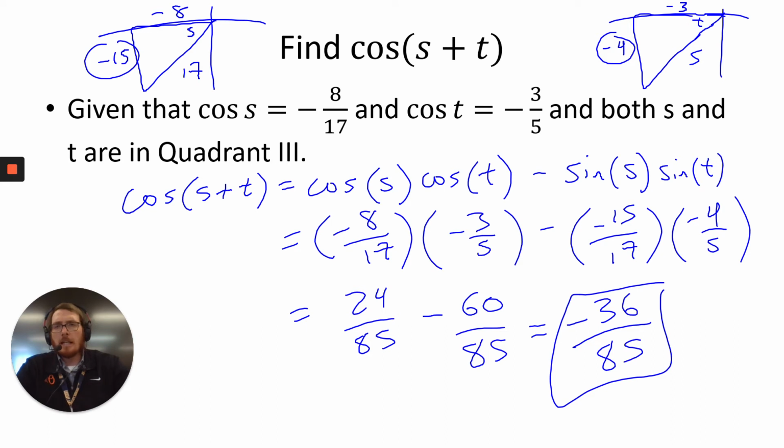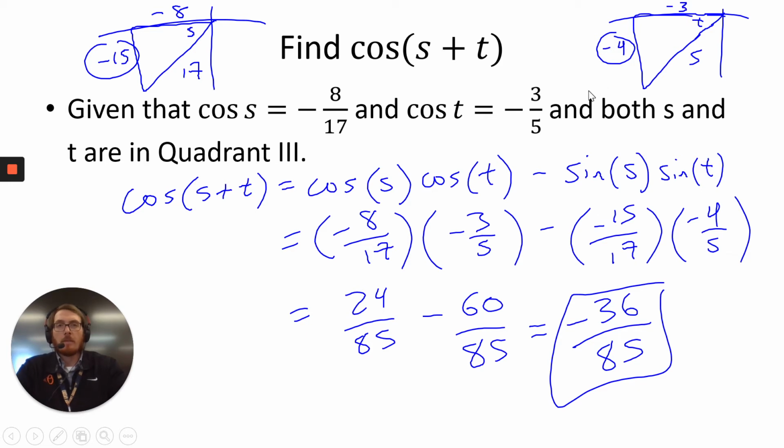So questions will be like this. They'll give you information that says cosine of S equals something, cosine of T equals something, and in this question they say they're both in quadrant 3. So for S, I draw a triangle, remember always with the x-axis, in quadrant 3. -8 is adjacent, 17 is the hypotenuse. I do the Pythagorean theorem, and I get -15 for the y value, or the opposite. Same thing here, this is a 3, 4, 5 for t, but -3 over 5, and then -4 would be the y value.